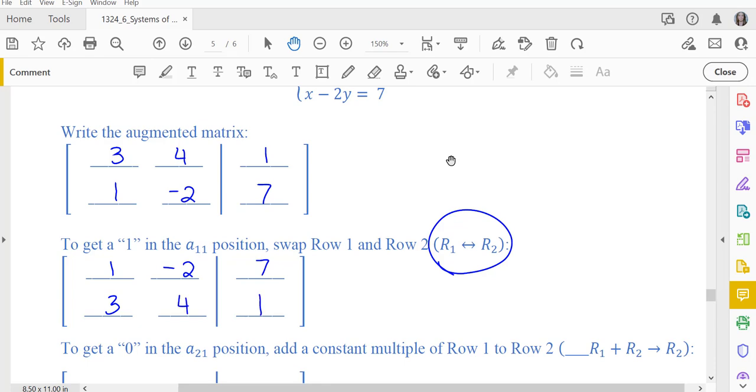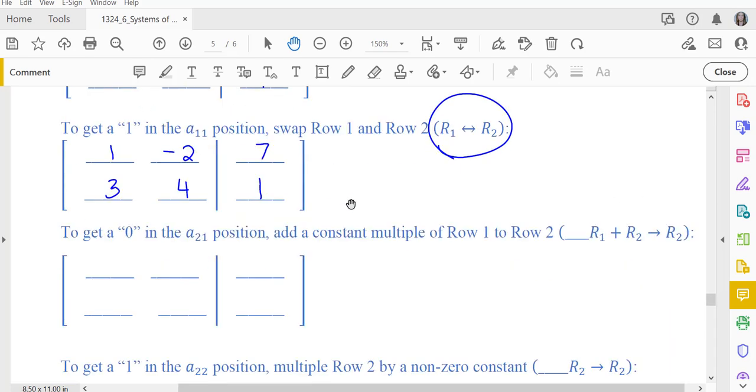Now my attention will be here. I want to get a 0 there. I'm going to do that by multiplying this 1 by -3 and adding it to the 3. So my row operation is -3 times row 1 plus row 2 becomes my new row 2. I'm not going to change row 1.